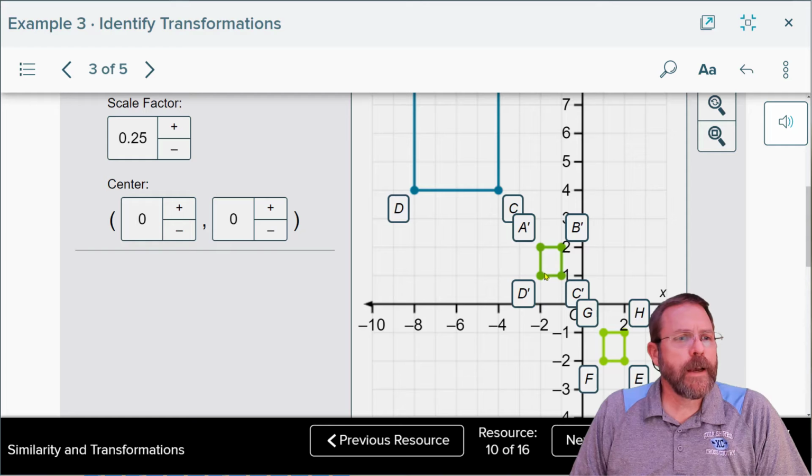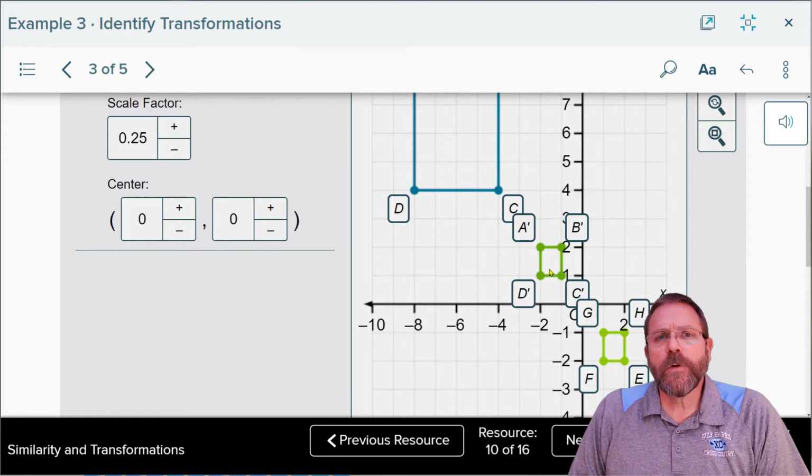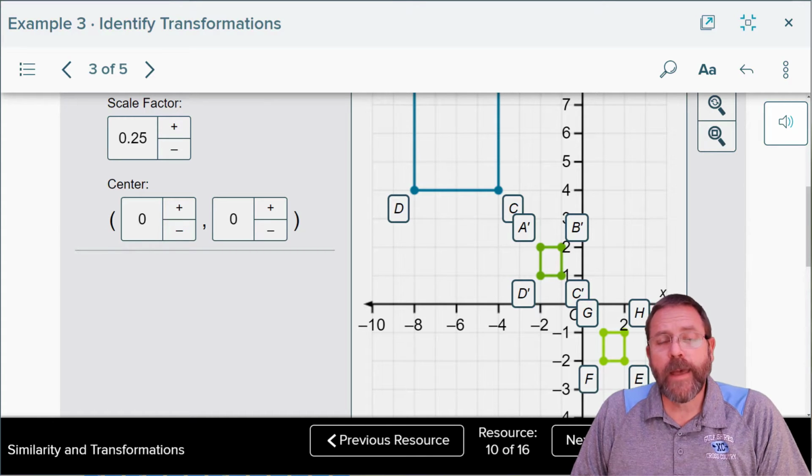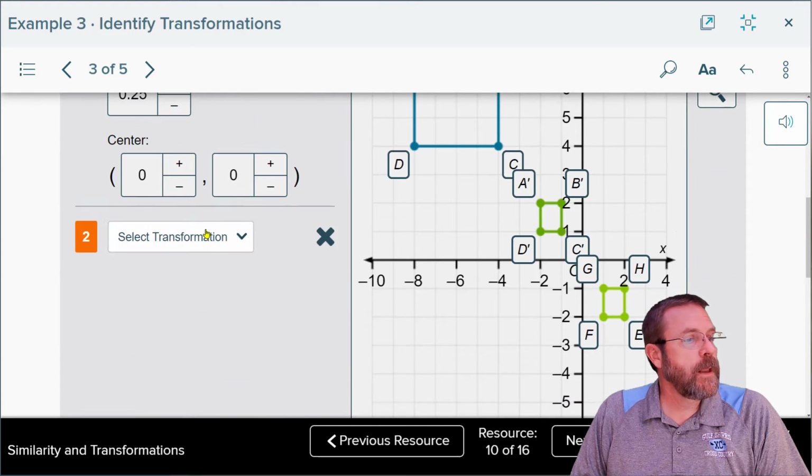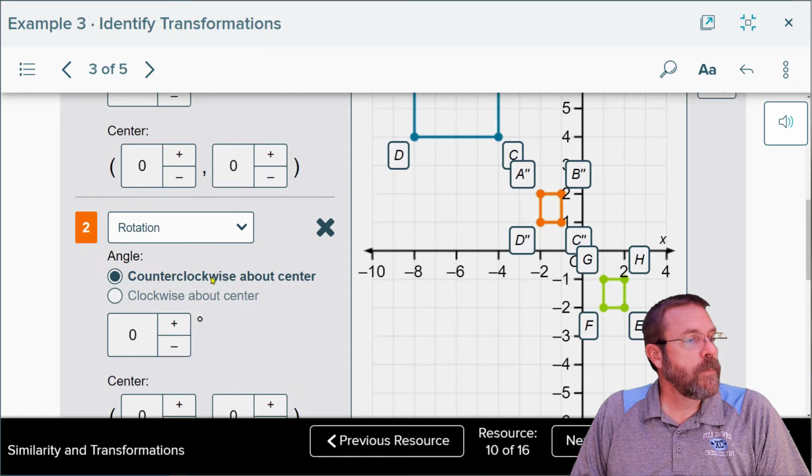Now that I've got my dilation done, the next thing I'm going to do is a rotation. If you look, these things are rotated around. Remember I talked about how the top right was my A and my top left was my A and my bottom right was my E? That was my clue that a rotation took place. So I'm going to add my next transformation as being a rotation.